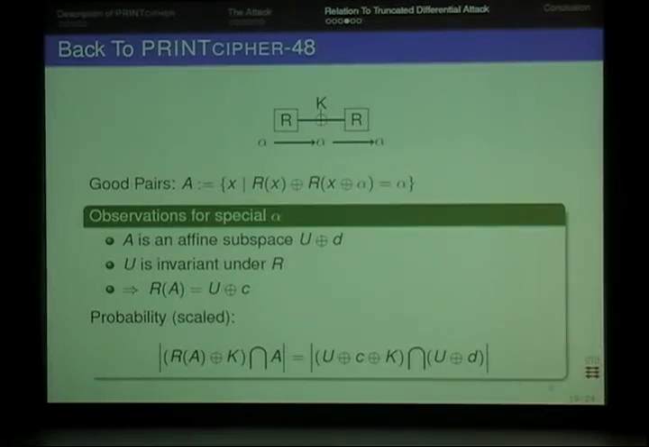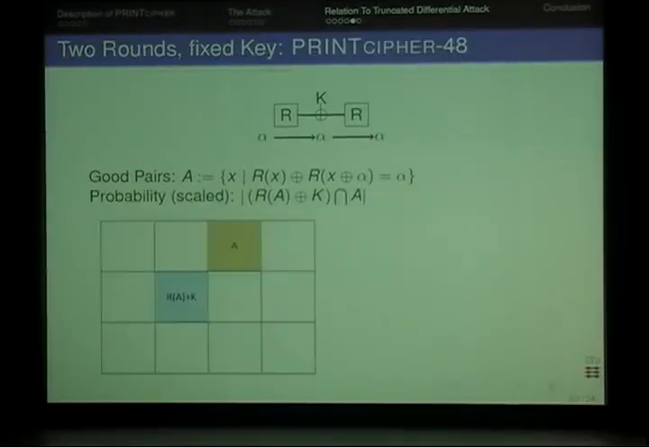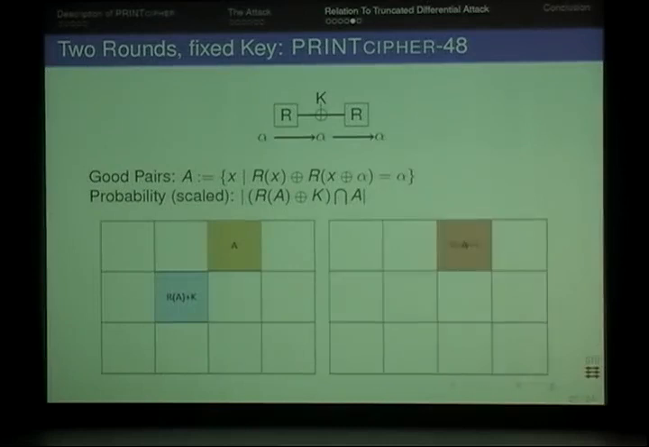And then if you look at this formula for computing the probability for the two-round characteristic, you get that you have to intersect this coset of the subspace U with this coset of the subspace U. And now this is different because if you have two cosets of the same subspace, there are only two possibilities how they intersect. So either the intersection is empty, so they are disjoint, or they are the same. And this means that it kind of already indicates that something strange can happen here.